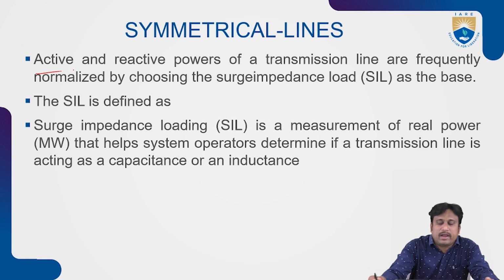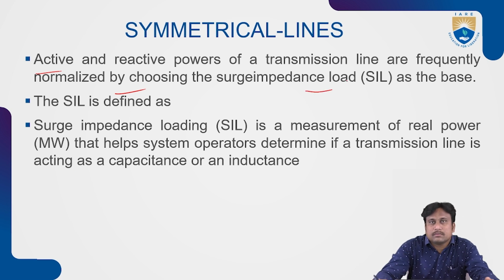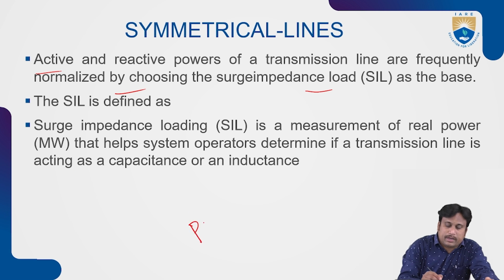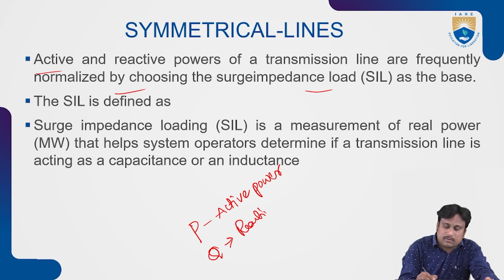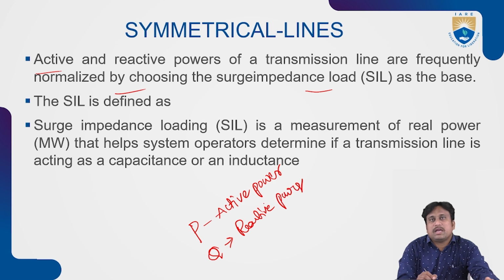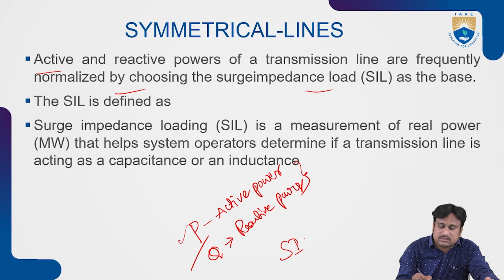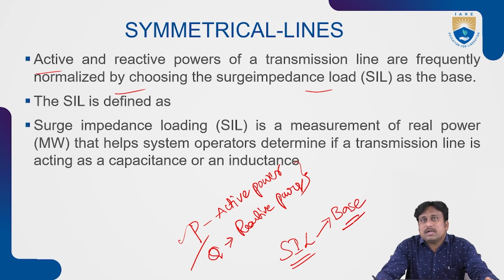Coming to the active and reactive powers of the transmission line, they are frequently normalized by selecting the surge impedance loading. P means active power, and Q means reactive power. For a transmission line, they are frequently normalized. How do we normalize the real and reactive power coefficients? By one parameter called surge impedance loading, SIL. This will be treated as the base.